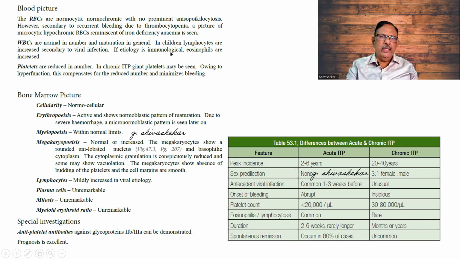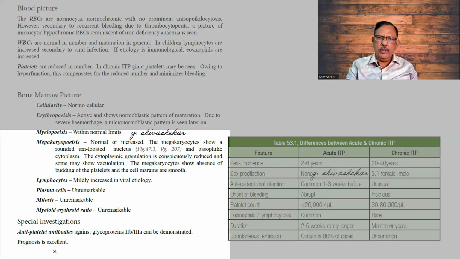Occasionally, there can be giant platelets. There will be normoblastic maturation, main importance will be the megakaryopoiesis. You find that there will be immature cells of the megakaryoblast. The budding and the production of the platelets will not be there. Other cells are normal. Specific investigation will be, you will have to look for antiplatelet antibodies such as 2B, 3A glycoproteins.